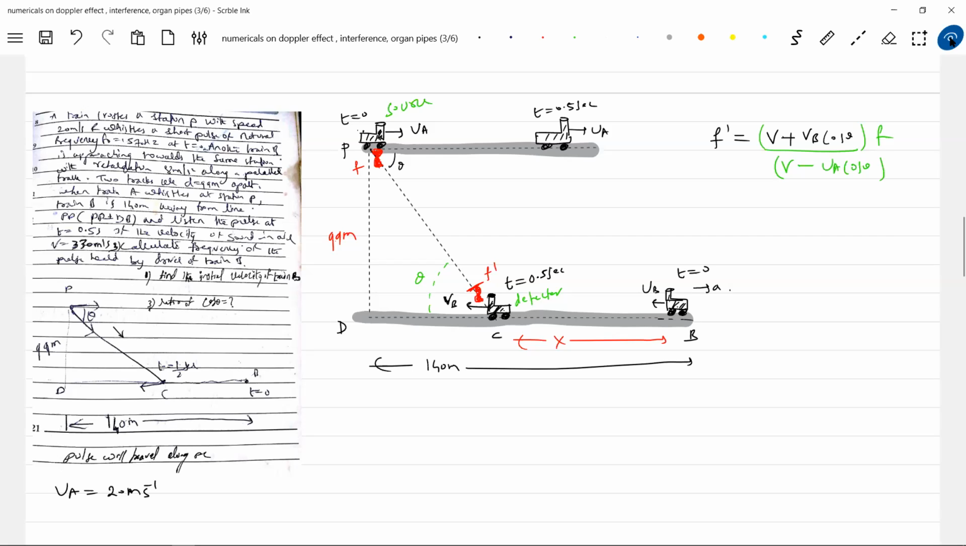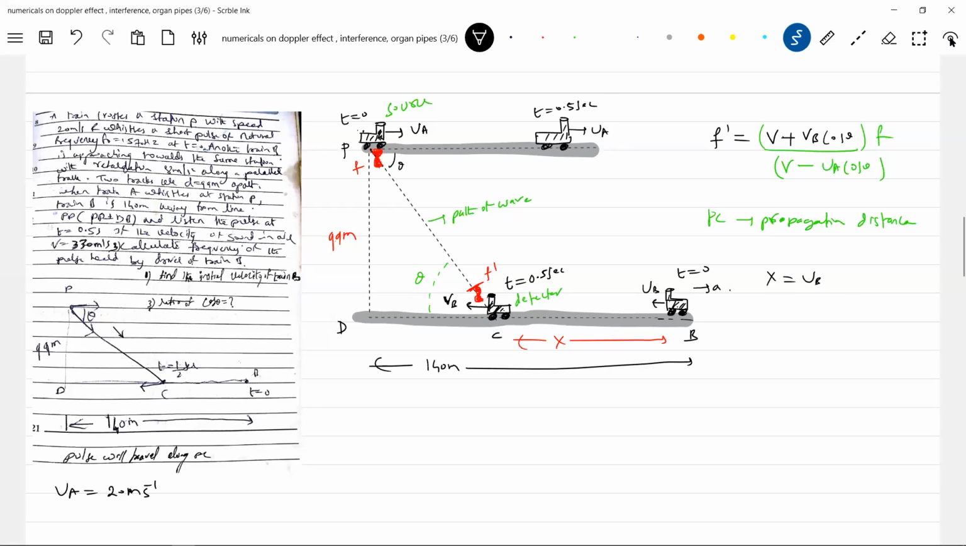So what is this? This is the path of the pulse, or propagation distance. So what is PC? PC is a propagation distance. Shall we use the word propagation distance? By the time the pulse moves from P to C, the train will move from B to C. Got the idea? So what is X? I should write now. What is X equal to?